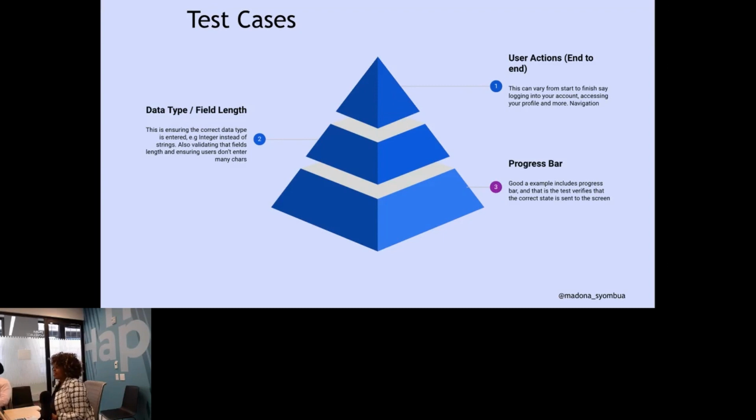Now, the data and field length. This is ensuring that the correct data type is entered, for instance, integer instead of string. Also validate the field length, ensuring that users don't enter too many characters. And I have a very funny story on this one. So I wrote an app, Budgeting Buddy, and it now has over 10,000 downloads. But the funny part is that I didn't write any UI tests. I know, I was terrible at that.